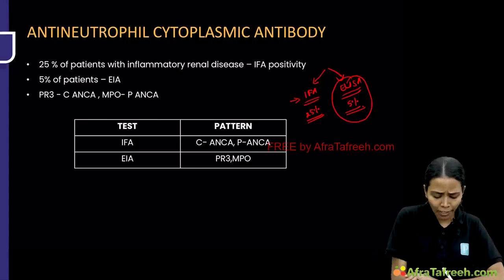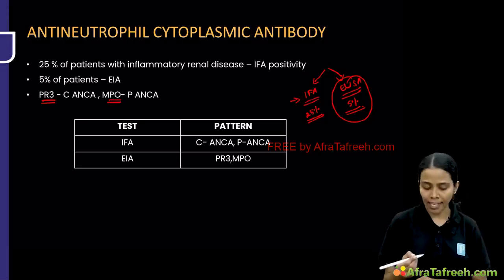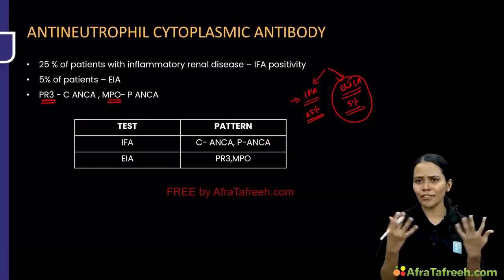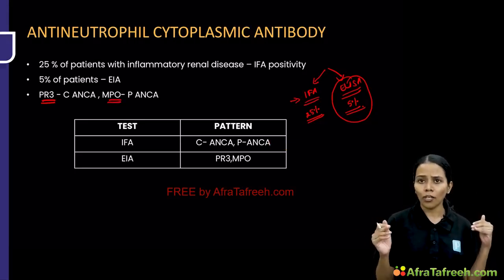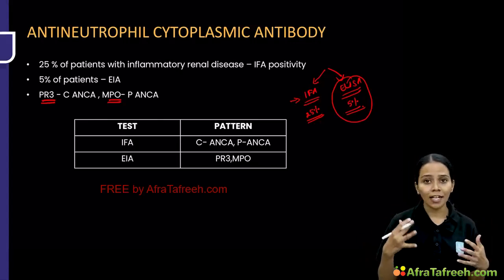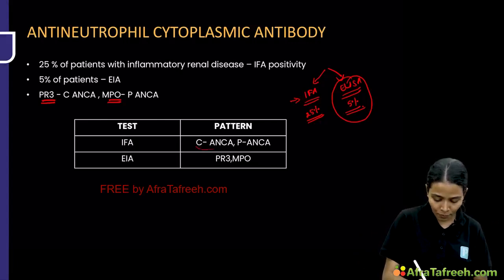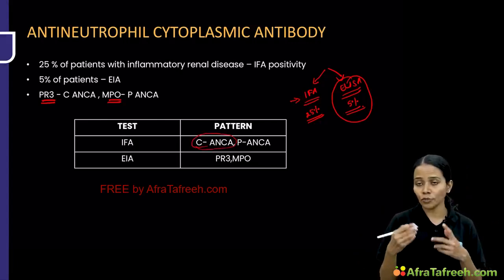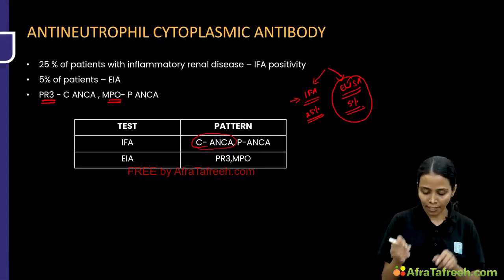Okay. Now there are two types of ANCA which are going to be identified. One is PR3 and another one is MPO. PR3 is C ANCA. You would have seen the reports being reported as C ANCA, P ANCA, or positive for PR3, positive for MPO. So what is this C ANCA? What is this P ANCA? C ANCA is nothing but cytoplasmic. The anti-neutrophil cytoplasmic antibody is seen mostly in the cytoplasmic area, right?